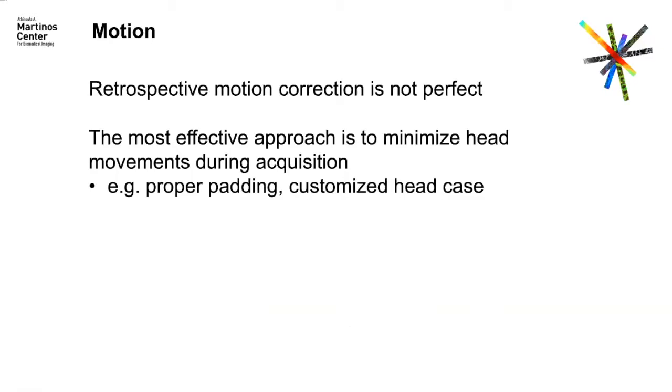It is, however, important to note that the motion correction is never perfect. So the most effective approach is to minimize head movements during the scan. Usually proper padding is enough to make sure that the subject is comfortable and cannot move his or her head very much. Some people also use customized head cases to prevent the movement.